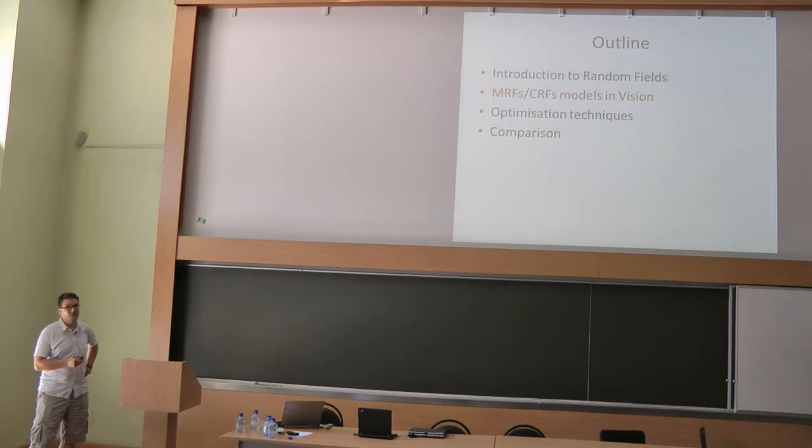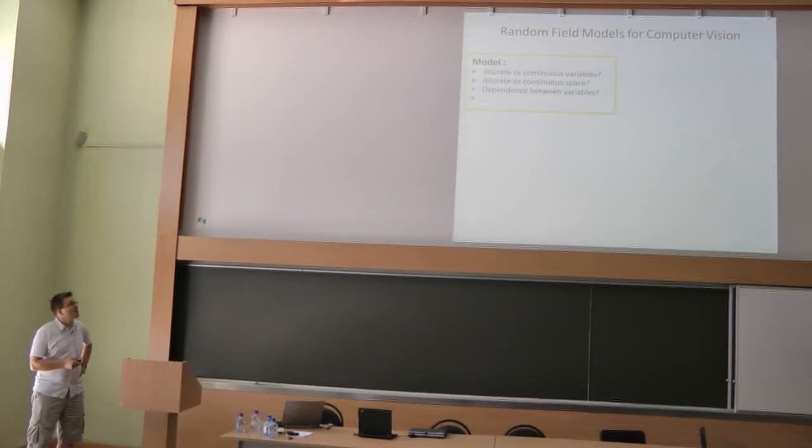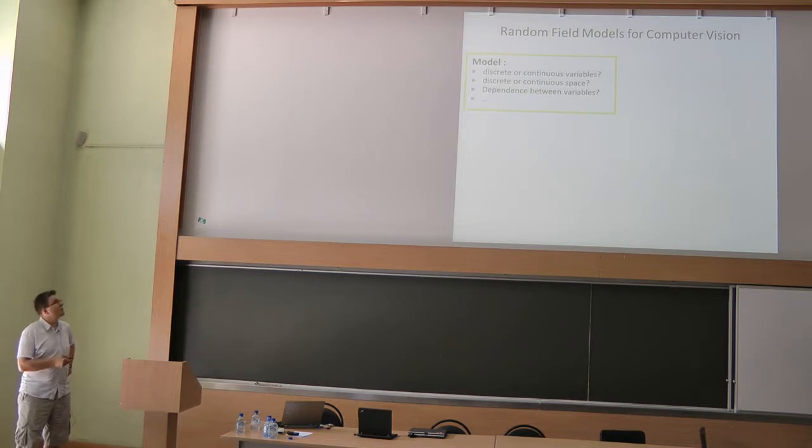Okay, MRF-CRF models in vision. So this is a very general overview. So we have different models. They can be discrete or continuous variables. They can be discrete or continuous space. There are dependencies between the variables we have to talk about. Mainly in this talk I will talk about discrete variables and discrete space, and mainly about dependencies of these variables. But at the end of the introduction, I also come to continuous variables and continuous space.